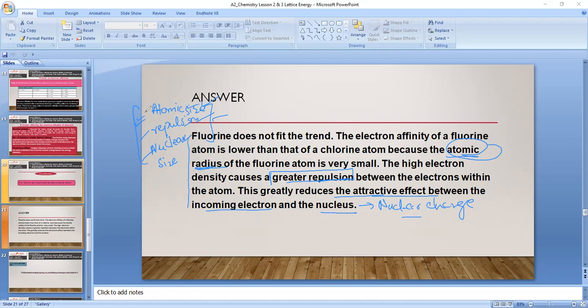If you just miss one of the factors, then you will lose marks, because the examiner will just see whether the term atomic radius is written. Then 1 mark for greater repulsion, 1 mark for nuclear charge. So you have to explain all 3 points, then you will get full marks.